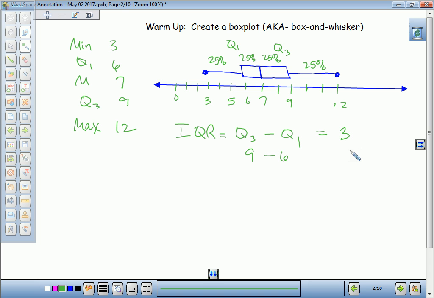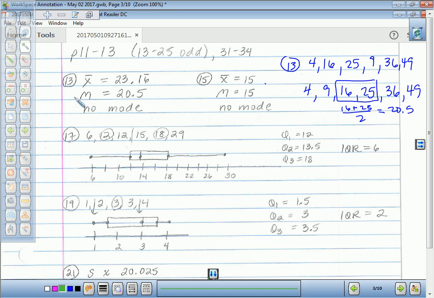Okay, let's go ahead and take a look at your homework. And please ask questions as we go. So, 13 and 15, we're identifying the mean, the median, and the mode. Now, 13, the median. When there's an even number of data points, to find the median, you take the two that are in the middle and average them. That's where the median of 20.5 comes from for number 13. Any questions about 13 or 15?